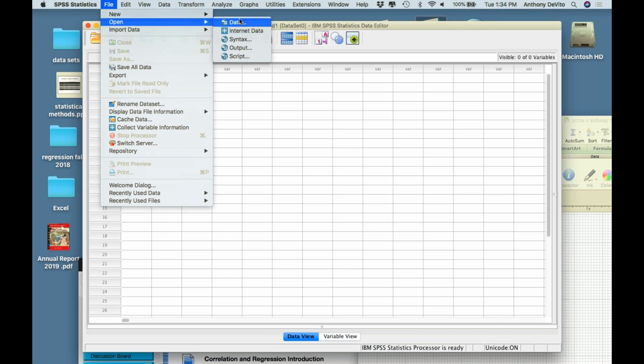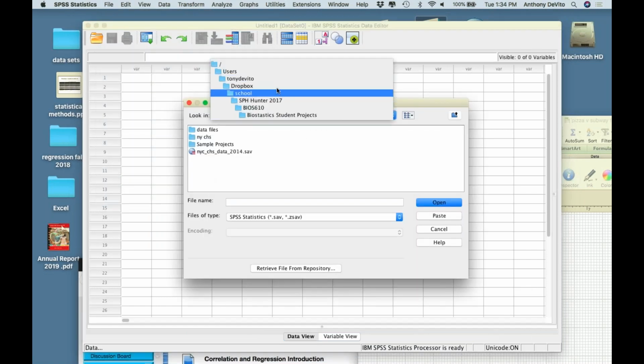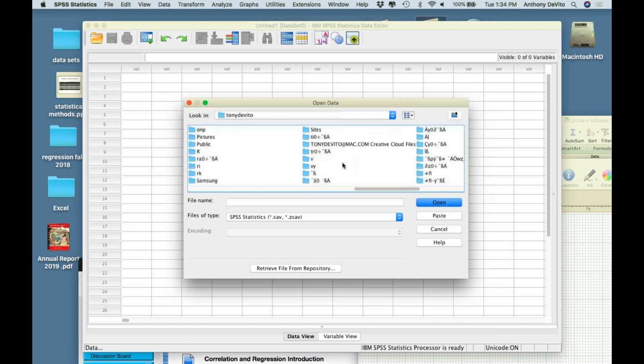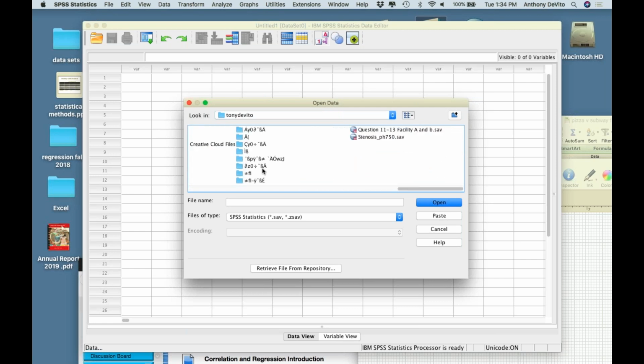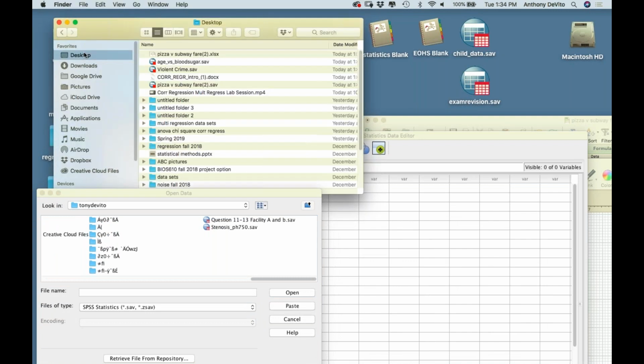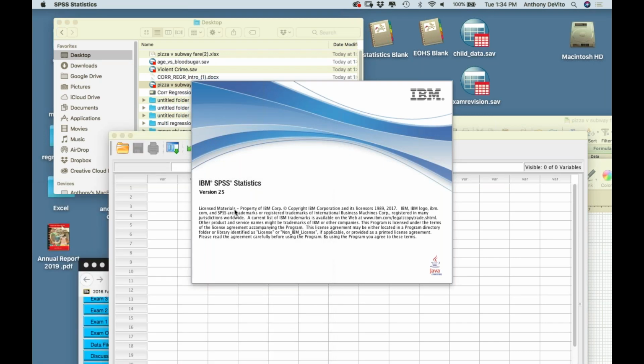Open data. I've put this on my desktop, I hope. Where's my desktop? Users. And my desktop. Come on. I thought I did. There it is. I don't know why I couldn't find it there, but I'll open it this way. Works just as good. And this finally does open sometime today.